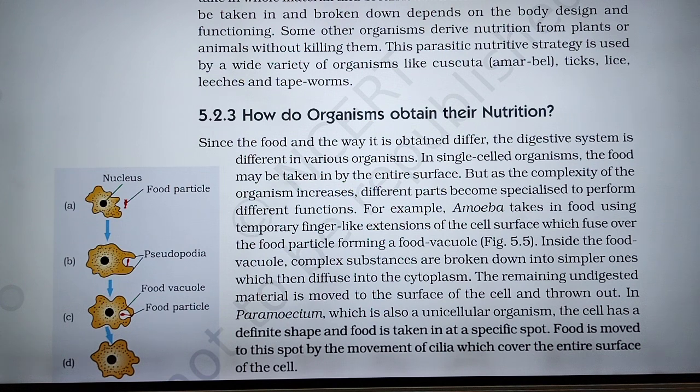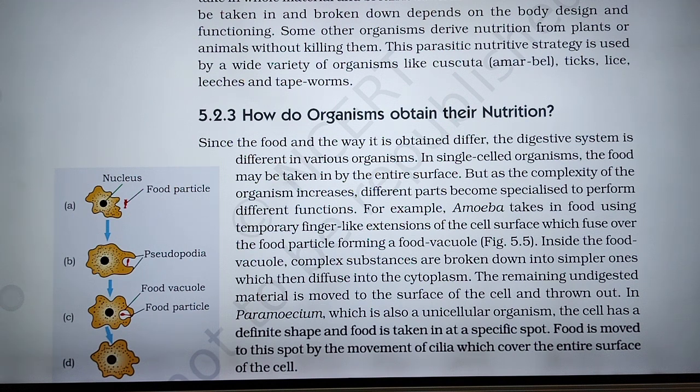Since the food and the way it is obtained differ, the digestive system is different in various organisms. It means it differs in every organism. Some organisms digest step by step and some organisms digest quickly.